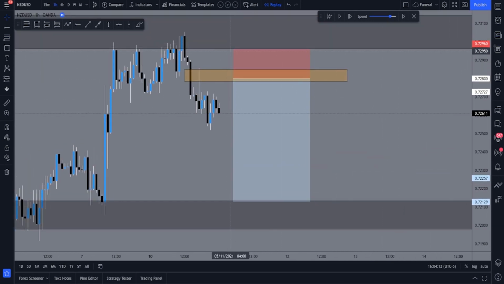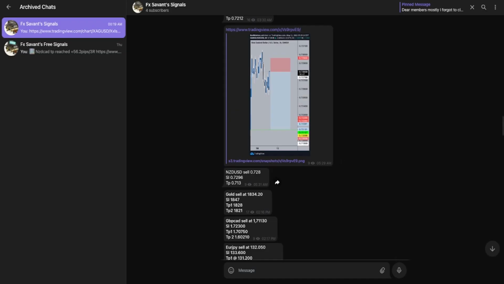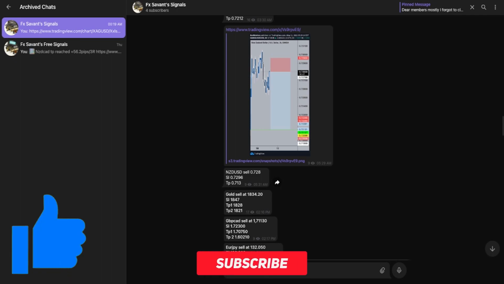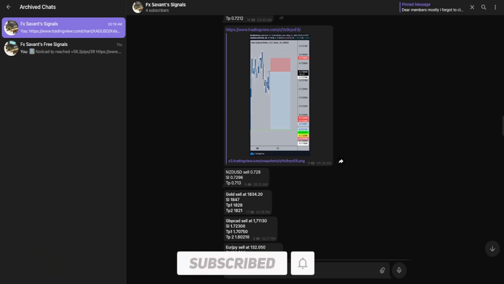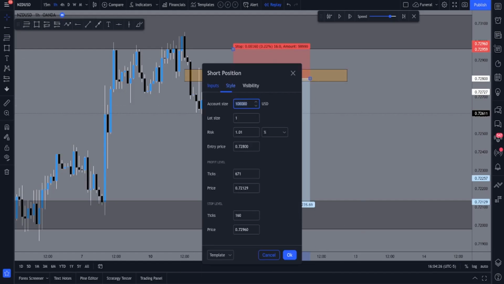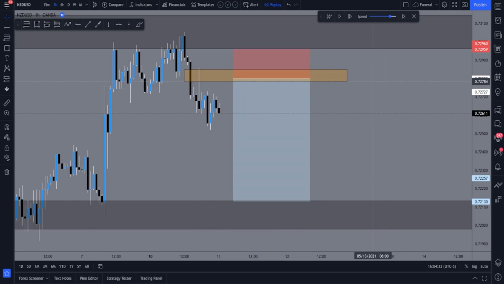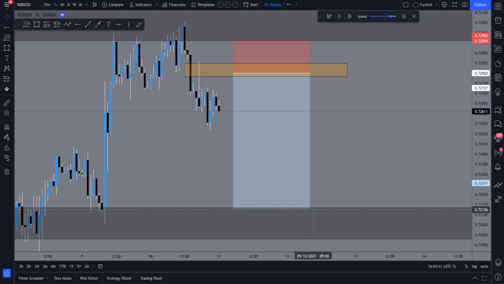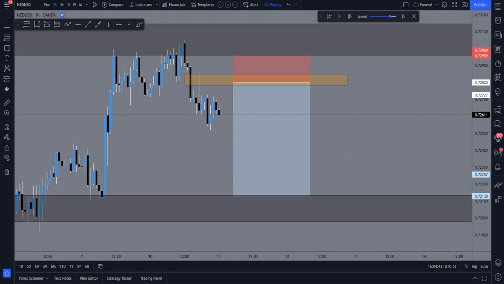So now that we got our stop and our take profit down in this area, let's go ahead and check it one more time. NZD sell at 0.7280, and we want to put our stop loss at 0.7296 with a take profit at 0.7213. Let me go ahead and make that exact. So at 0.7280, we have our stop loss at 0.7296, and then we have our take profit down here at 0.7213.